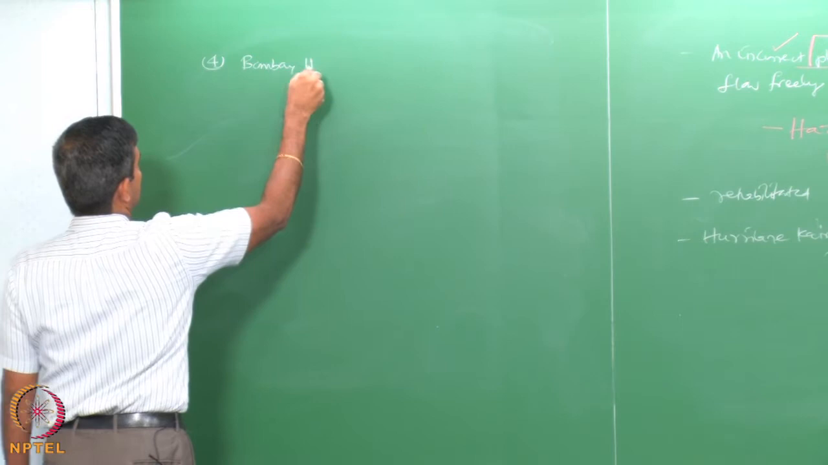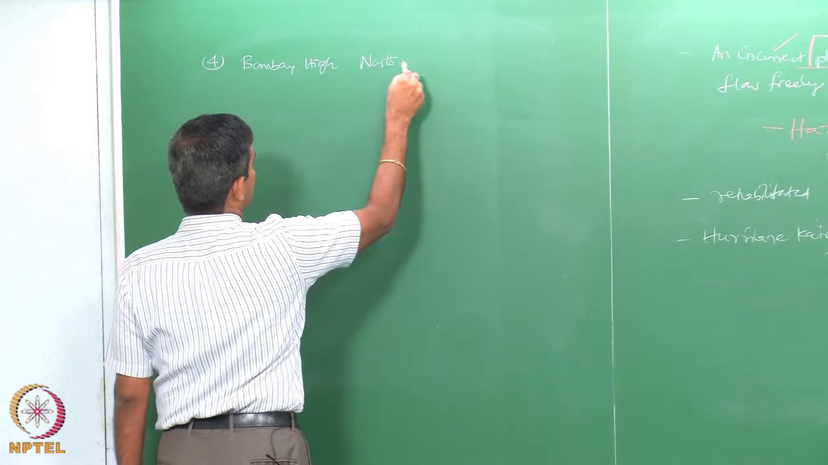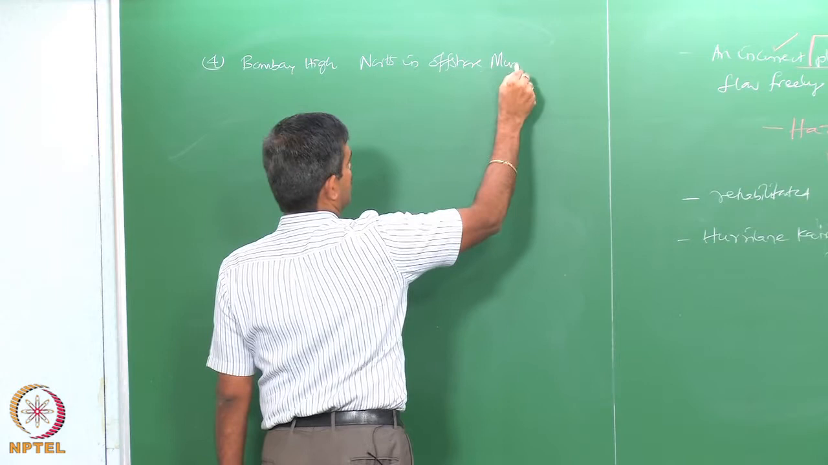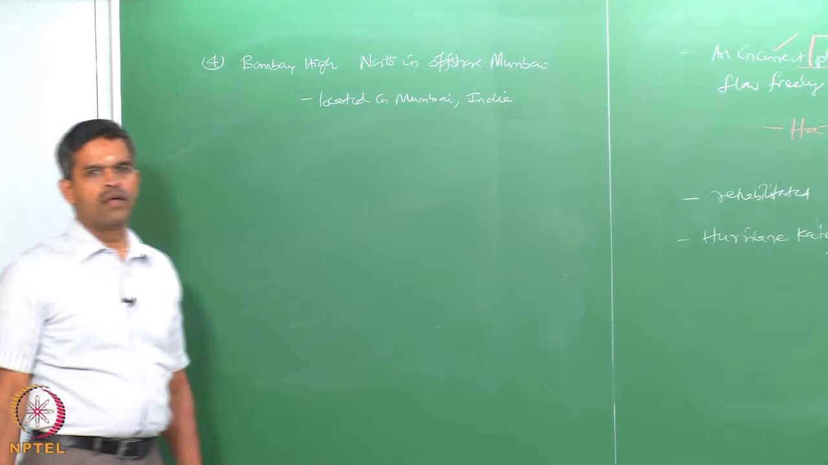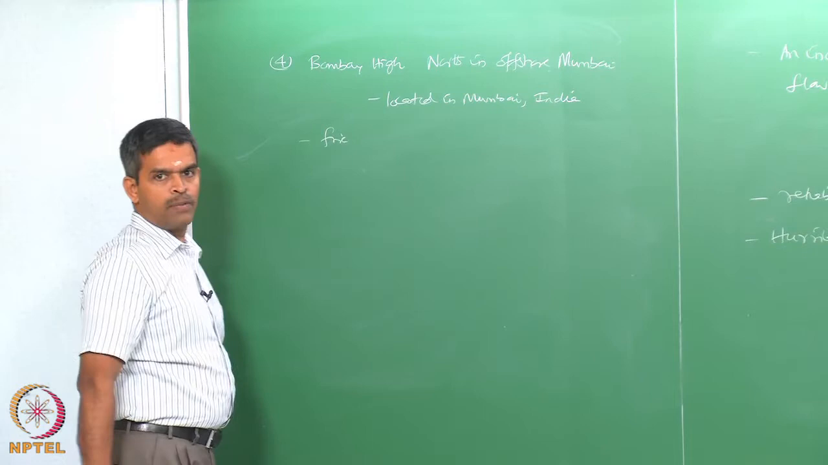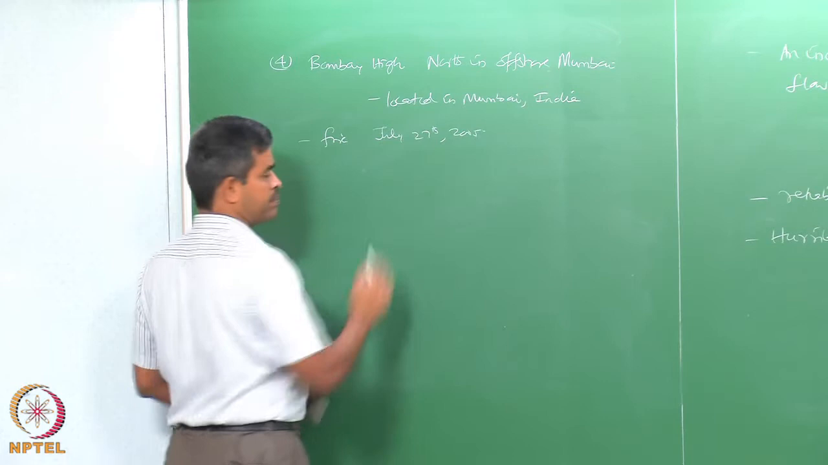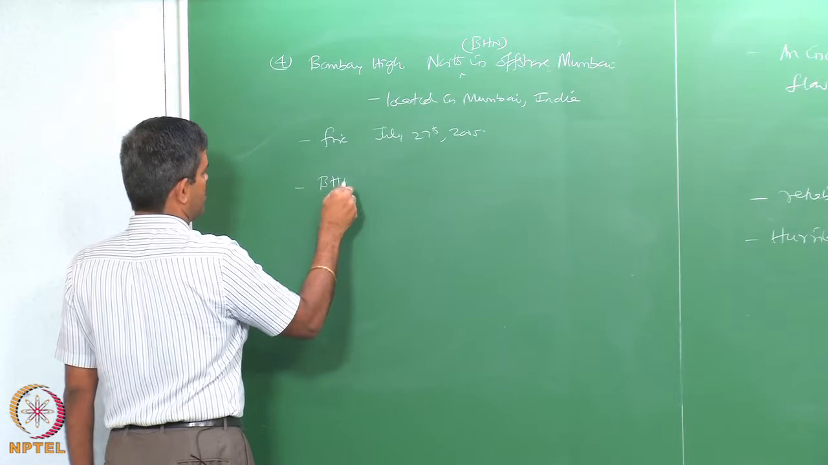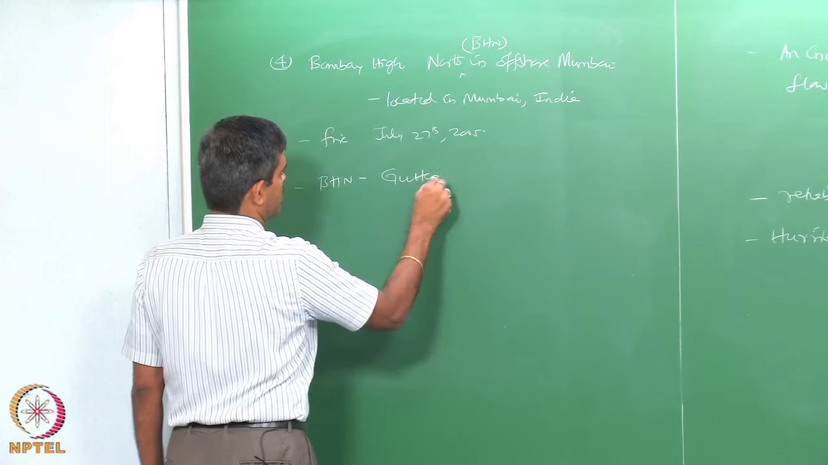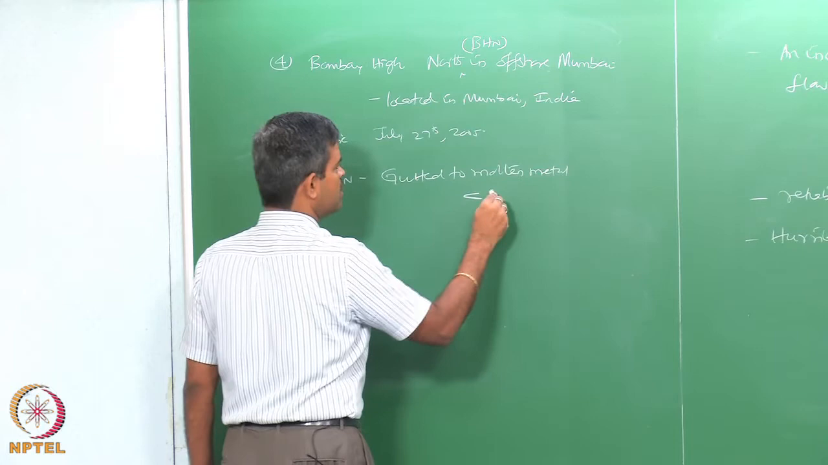is the Bombay High North in offshore Mumbai. Located in Mumbai, India. The platform had a fire accident reported on July 27, 2005. Interestingly, the Bombay High North, which we call as BHN, BHN was completely gutted to molten metal in less than 2 hours. Very interestingly, the whole infrastructure was completely reduced to molten metal.